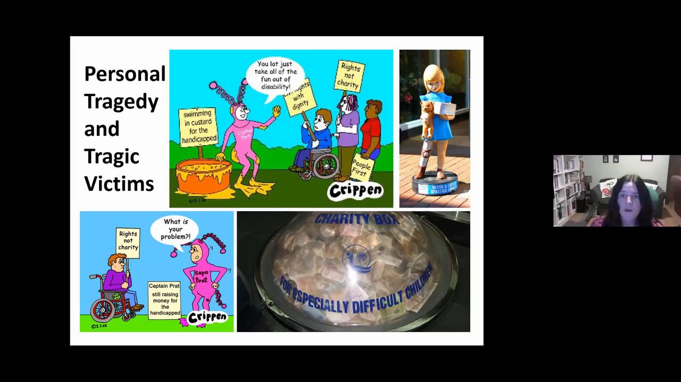So two of the images that you've got are of charity collection boxes that could be found on the streets of the UK, one from the 1980s and one much more recent. So the charity box from the 1980s shows a sad looking girl with her head hanging down, clutching a teddy bear and looking tragic and pitiable while wearing a caliper on her leg. The message is clear: I'm pitiable, I need your money. The second is of a collection box which was more recently used, which reads on it, charity box for especially difficult children, by which they mean disabled children.